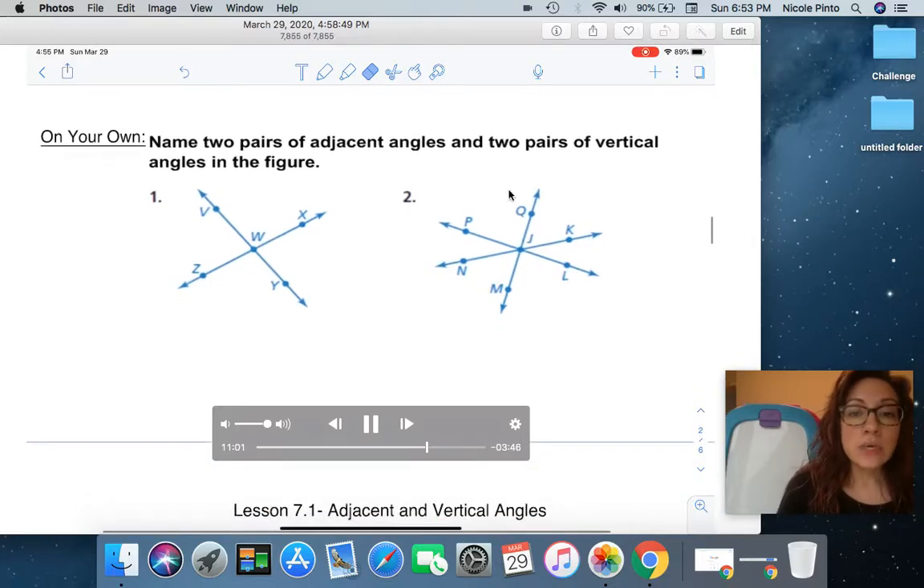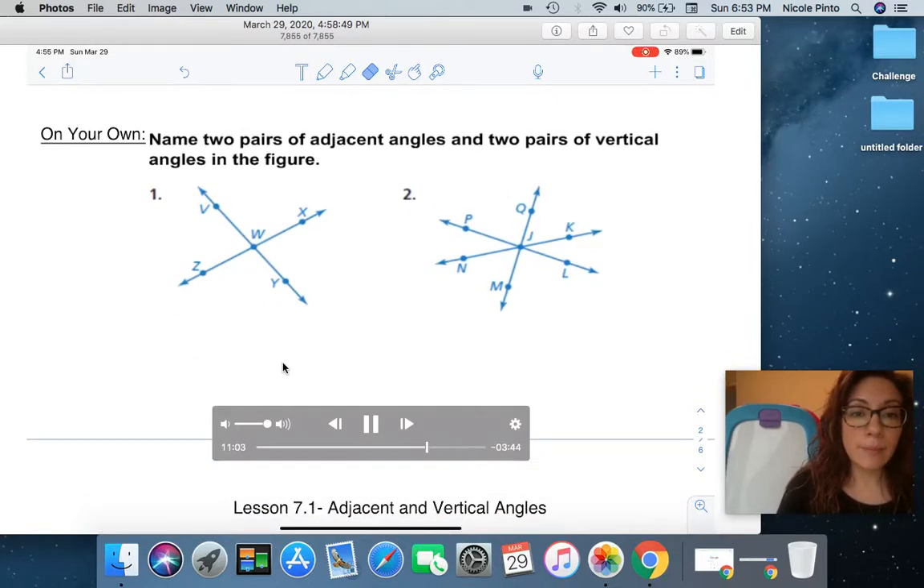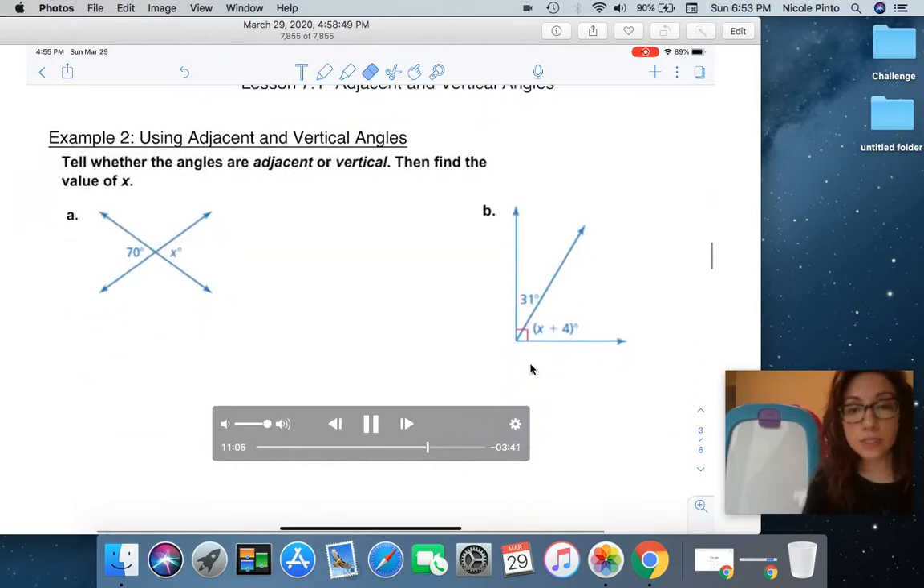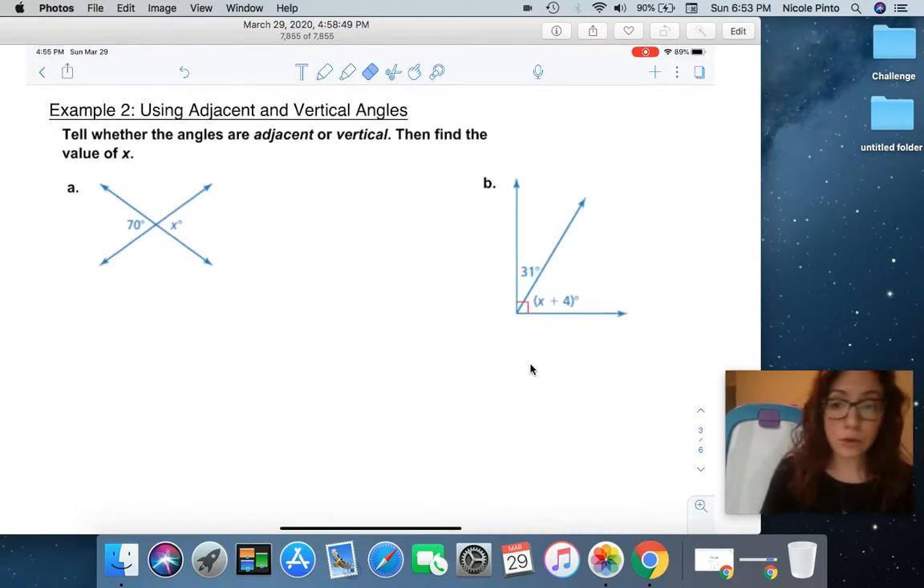Okay, so here are two examples that if you want, you could screenshot, you could take a picture of that and complete on your own, and then you could send me the answers and I can check for you.